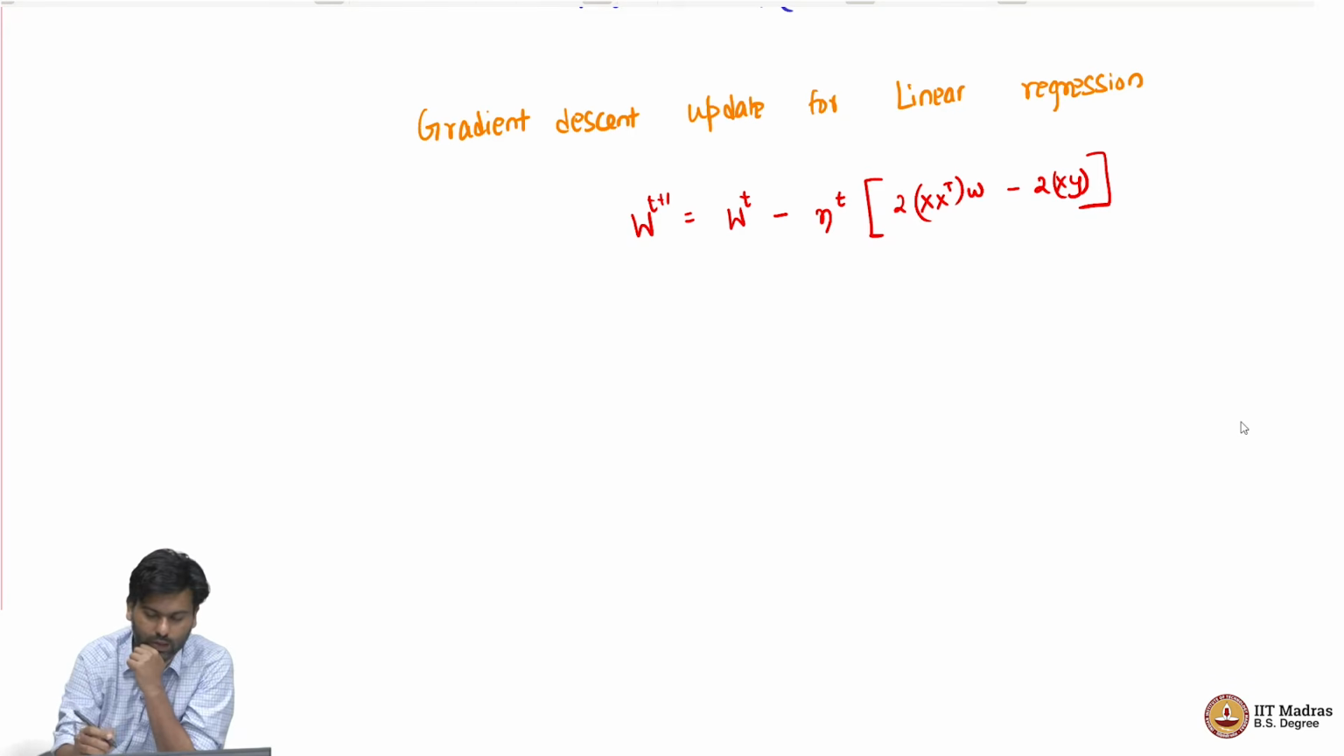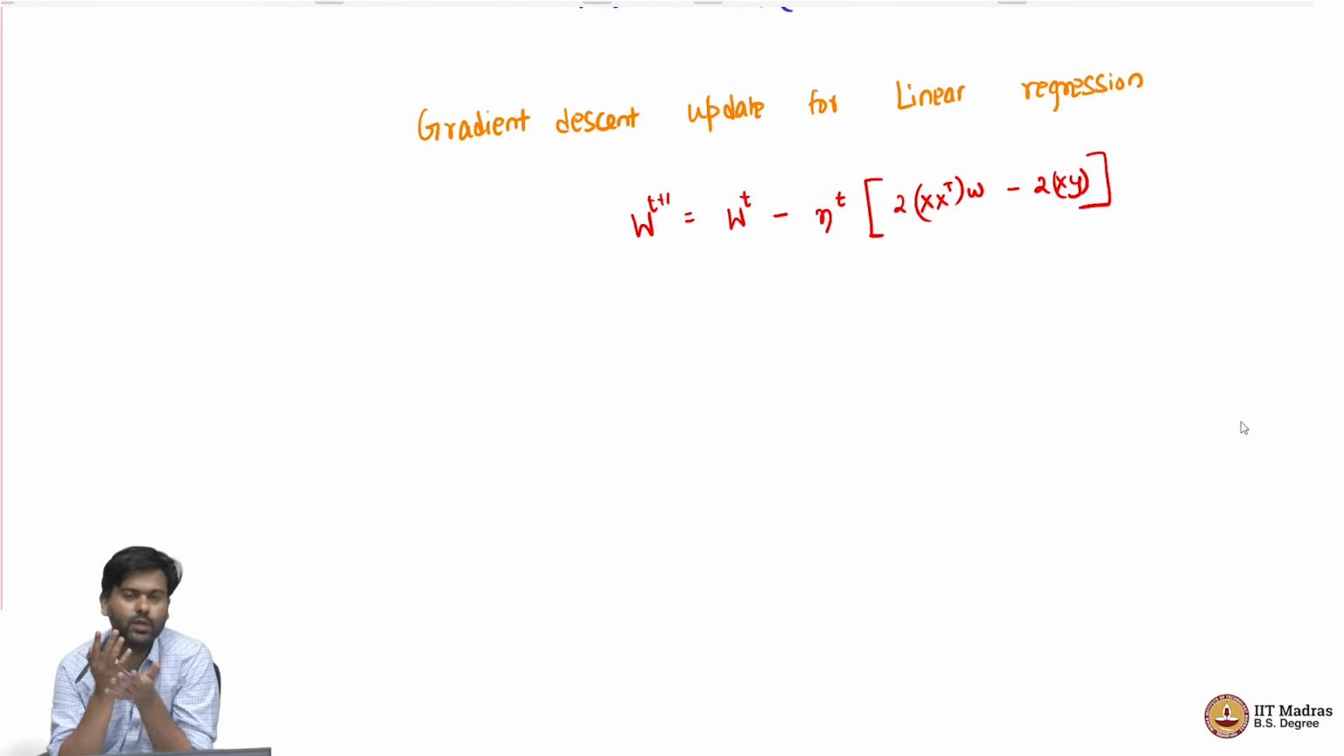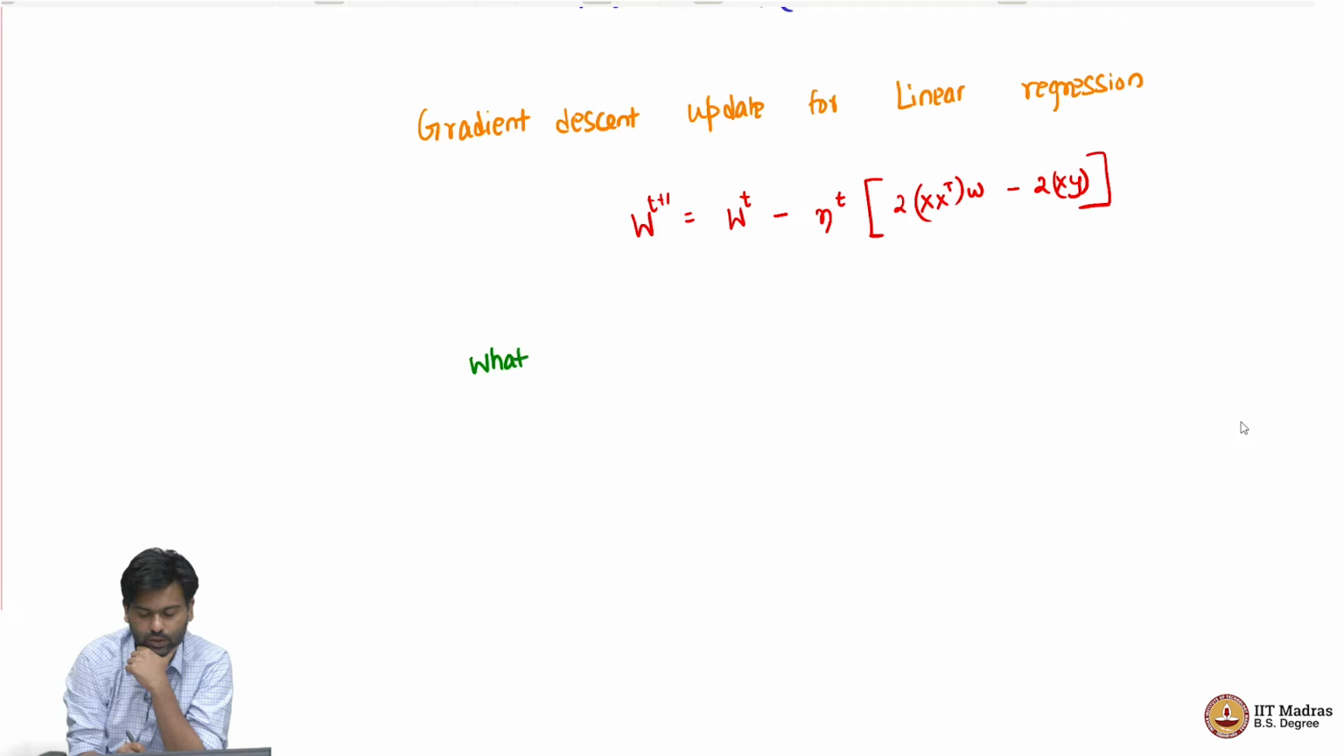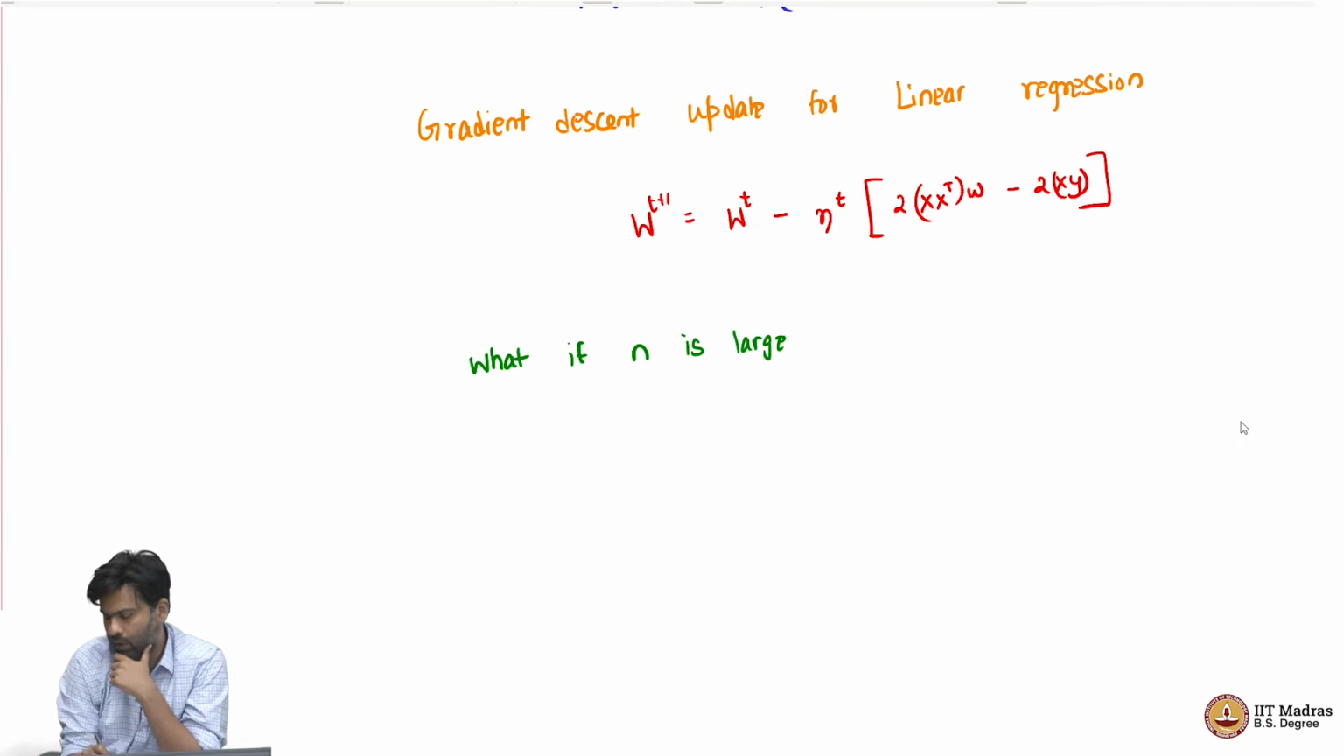Now, what might also happen, on the other hand, is one might ask the question: if d is large, we have a problem, and we have kind of solved that by going to this gradient descent algorithm. What if n is large? So, the next question is, what if n is large? Well, n is the number of data points, let us say hundreds of millions.